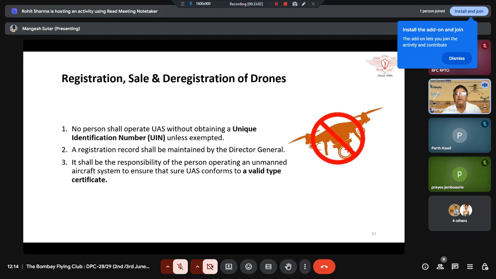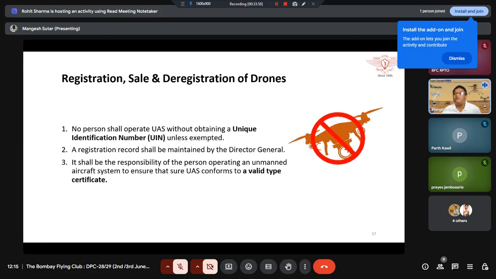It is the responsibility of a person operating an unmanned aircraft system to ensure the UAS conforms to a valid type certificate for the drone. That means what they are trying to say here with respect to Drone Rules 2021 is that for all the UINs you are applying for, the drone should be type certified. However, as of now, this is again not mandatory, because even your DJI drones or any other third party drones can also be registered on the Digital Sky platform. But those registered drones are not categorized as type certified drones. They are exempted, or categorized as a different category of drones. So only valid type certified drones should always have a UIN.